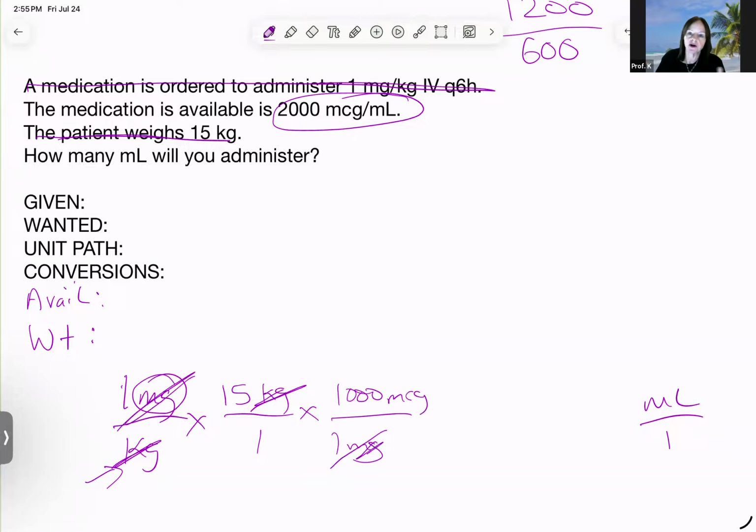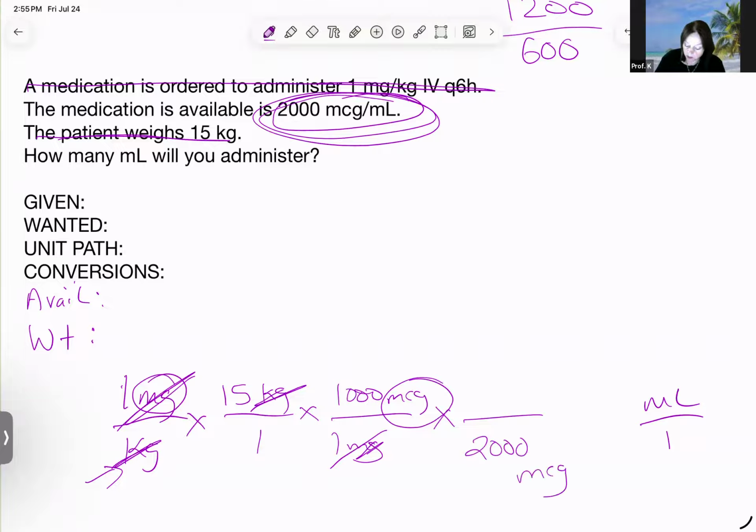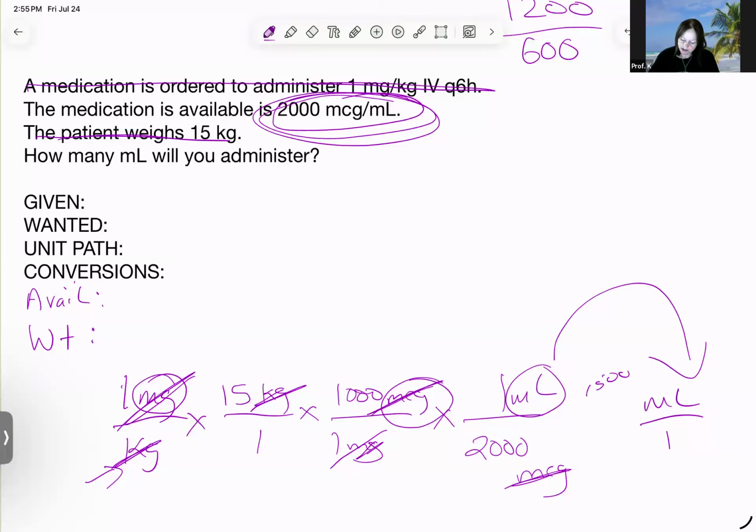Cool. So I got rid of the milligrams, but now I got to get rid of micrograms. Looking at my problem, the only thing left is the concentration that the pharmacy delivered. So I get rid of the micrograms by putting 2,000 micrograms in the denominator and 1 milliliter in the numerator. When I do that, I'm left with milliliters only in the numerator, no other unit of measure. So now it's just math. Across the top it will give me 15,000, and across the bottom is 2,000. And when I divide, it'll give me a solid 7.5 milliliters.